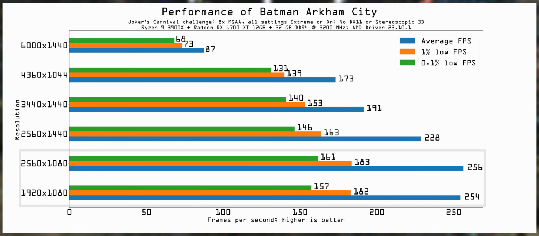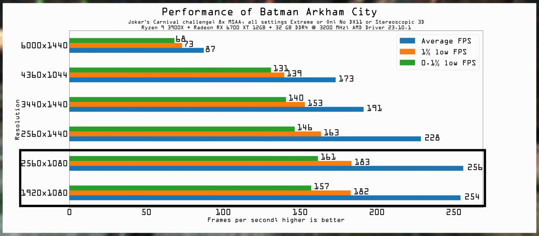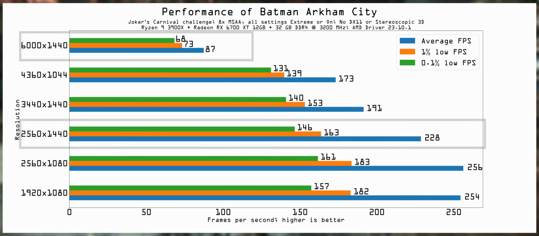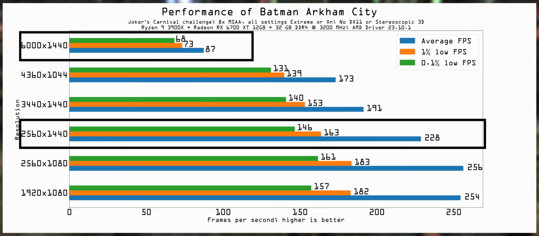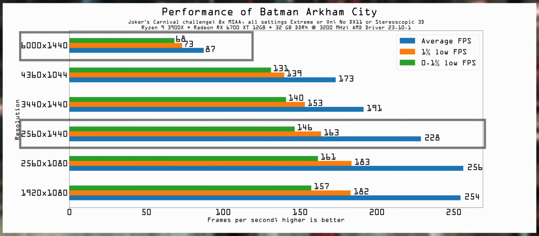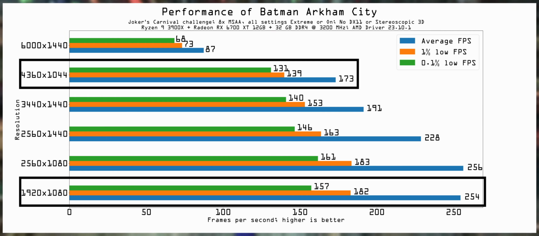However, when we compare 2560 by 1080 to 1920 by 1080, we see a slight increase in average frame rates, though this could be explained by margin of error. When we compare 6000 by 1440 to 2560 by 1440, we see a 62% drop in average frame rates, though frame rates were still very playable in this configuration. Finally, when we compare the 4360 by 1044 results to the 1920 by 1080 results, we see a 32% drop in average frame rates.